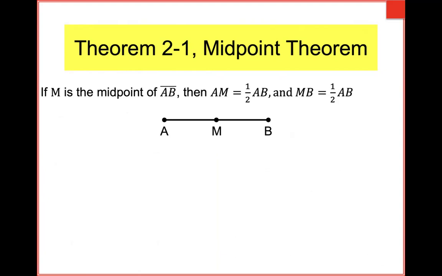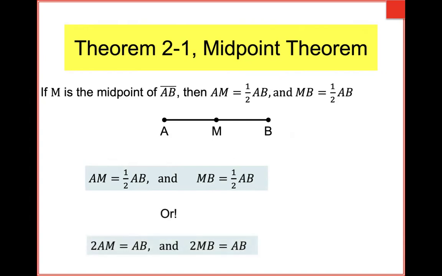And it simply says that if you have a midpoint of a segment, that you get that equation right there. And technically it's two equations. That the left piece is equal to half of the entire piece, or the right piece is equal to half of the entire piece. And for those that don't like fractions, well, if we multiply both sides by 2, we would get to that statement.